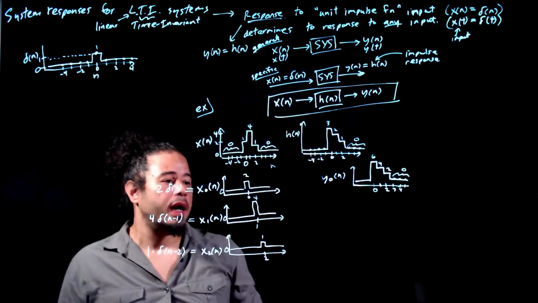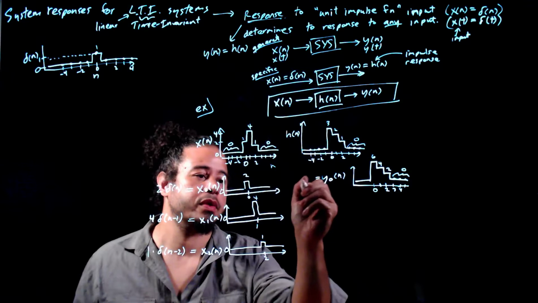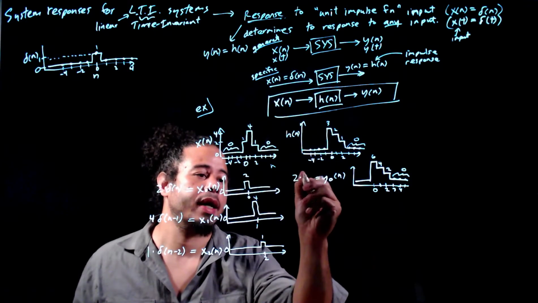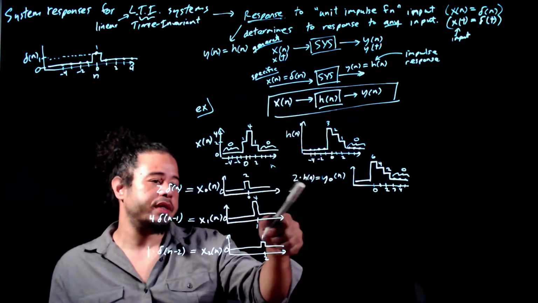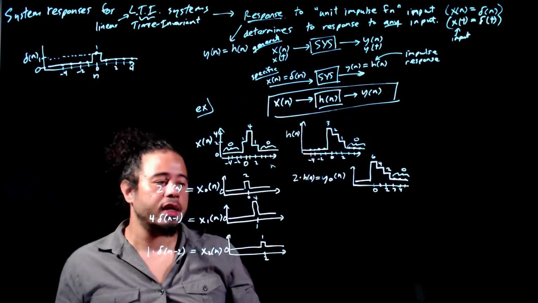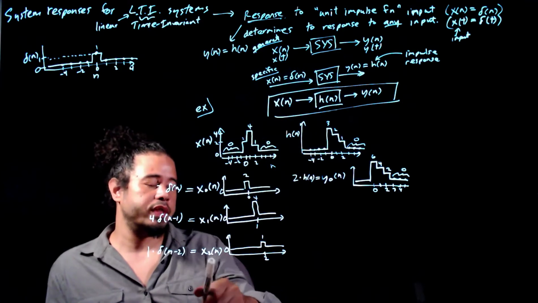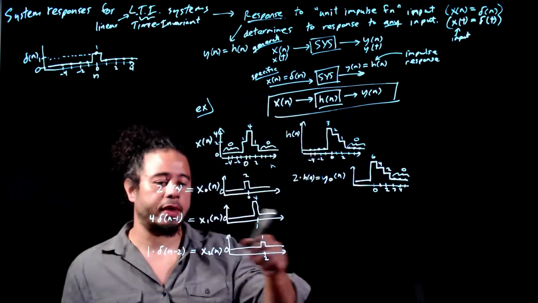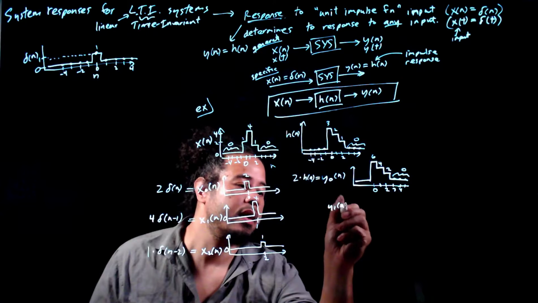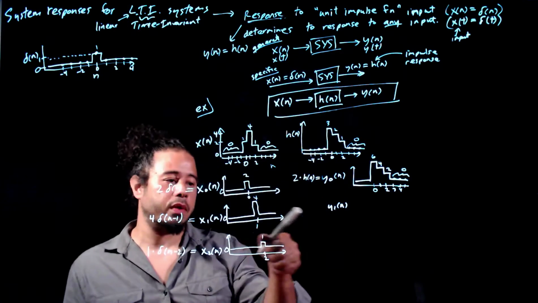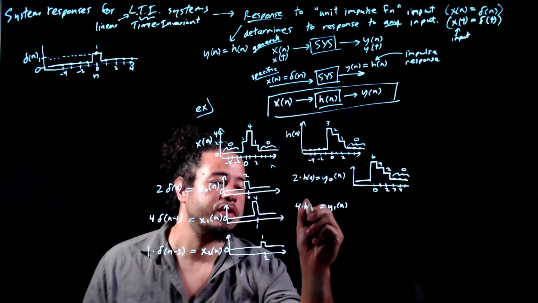Okay, and so I could just write this to be clear. y0 of n is simply equal to 2 times h of n, right? Because x0 of n is equal to 2 times delta of n, y0 of n is equal to 2 times h of n. Okay, now we can play this same game to figure out what y1 of n and y2 of n are. These are the outputs corresponding to x1 of n and x2 of n. Okay, and so y1 of n is going to be equal to 4 times h of n minus 1.